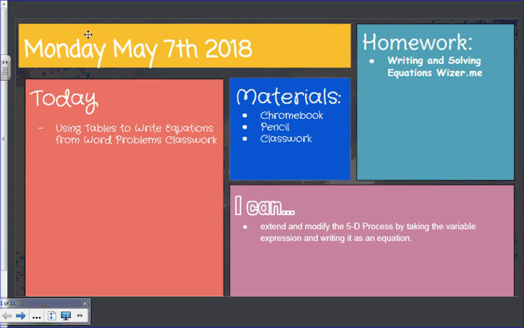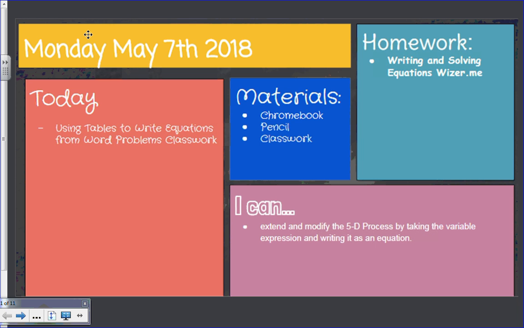Okay, so today what we're doing is we're using tables to write equations from word problems classwork. So the first thing that you guys need to do is you need to copy down your homework. There's not much homework this week because of the trips.